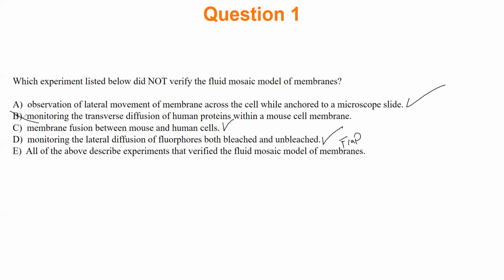I guess an argument against doing that type of experiment is, since you're putting a foreign protein inside of a cell, well, maybe it's moving because it's not supposed to be there, right? So that could be a criticism of that experiment. So that's probably why people didn't do it, but that would be B is your correct answer. It did not verify the fluid mosaic model.